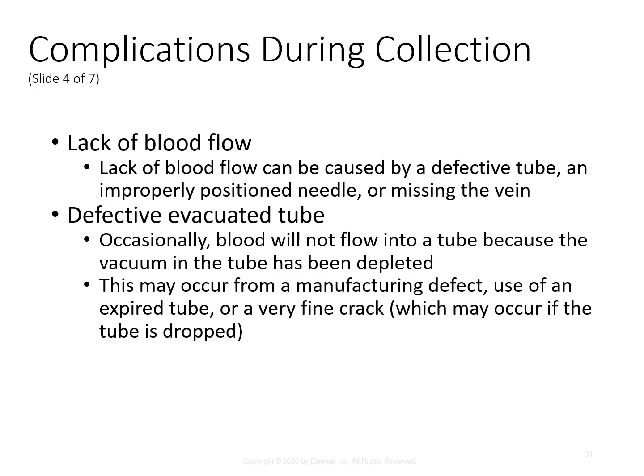Sometimes you will have a lack of blood flow. The lack of blood flow can be caused by a defective tube, or maybe that the needle is not positioned properly, or that you just missed the vein, and that happens sometimes too. With a defective evacuated tube, occasionally blood will not flow into a tube because the vacuum in the tube has been depleted. This can occur from a manufacturing defect, if the tube is expired, or if there's a really small crack in the tube that we don't see because it's been dropped, which can also cause the vacuum to not fill. If you see intermittent or slow blood flow, that can indicate improper needle position or a collapsed vein.